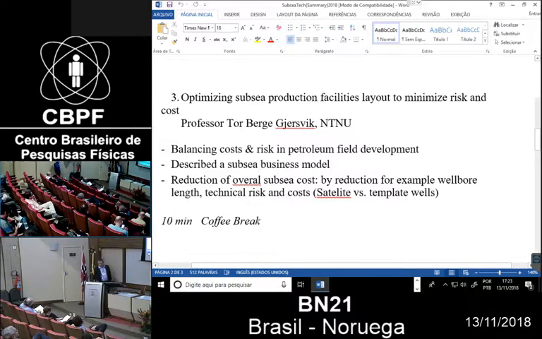Then we had a presentation by NTNU, optimizing subsea production facility layout to minimize risk and cost. And this was about balancing cost and risk in petroleum field development, described a subsea business model, and the reduction of overall subsea cost by reducing, for example, wellbore length, technical risk and cost. For instance, satellite versus template wells. Satellite wells involve shorter drilling length and significant potential for saving cost.